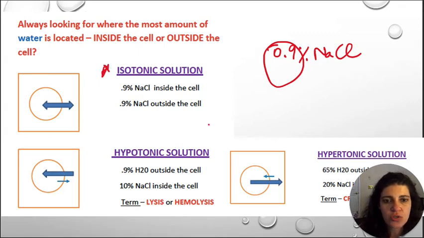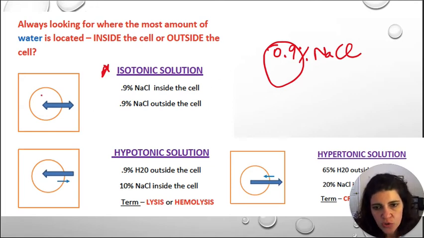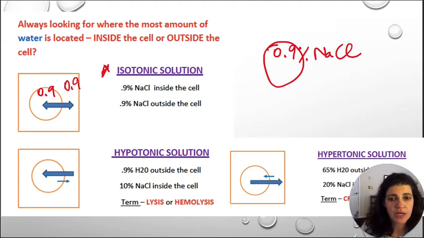What is an isotonic solution? A solution that has the same concentration of whatever ion or substance or solute as the inside of the cell. So if it's 0.9% here, and the solution in the container, the square here, is also 0.9%, what's going to happen to water? And why are we looking at water here? Because water is what happens first.